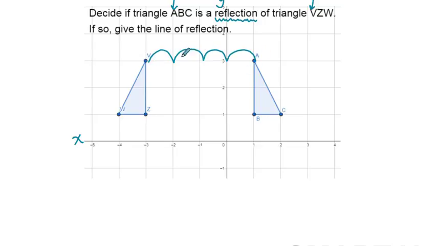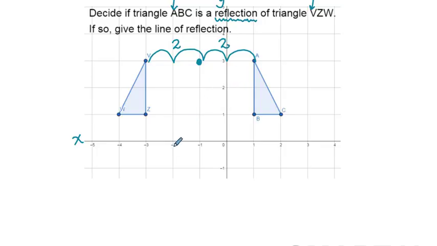Now let's put it this way. We're looking for a line that's right in the middle in between these, so I can flip the first triangle over it in order to create the second triangle. To find the halfway point, well, there's 4 boxes. Halfway would be 2 boxes. So I'm thinking this would be an important point for us to think about because there's 2 on either side.